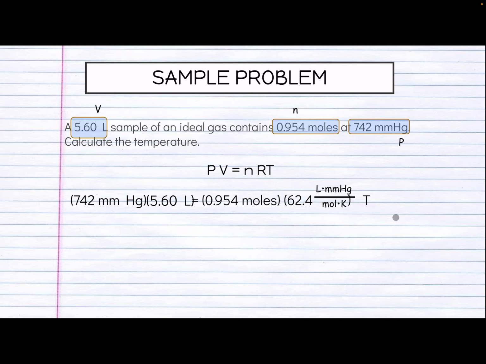Let's go ahead and simplify. So we have 742 multiplied by 5.60, and then that is equal to 0.954 times 62.4 times T. So we've simplified it down to this, and now we solve for T. So the temperature of this gas would be 69.8 Kelvin.